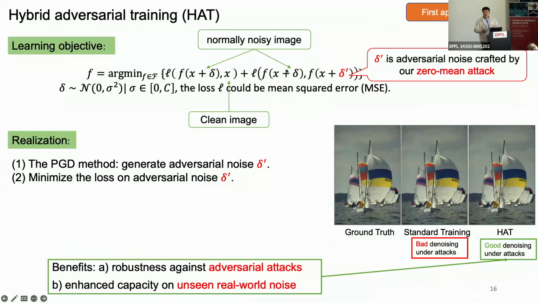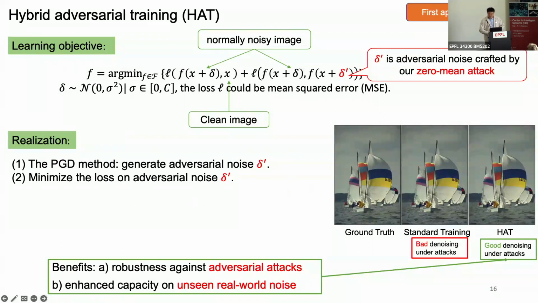To realize this learning objective, we alternately use the PGD method to generate the adversarial noise, and then minimize the loss by using the above two loss functions. Then, compared with the standard training, our adversarial training can ensure the reconstruction quality under attacks.